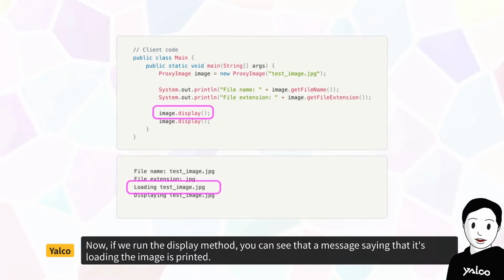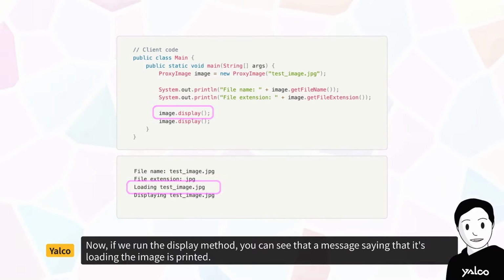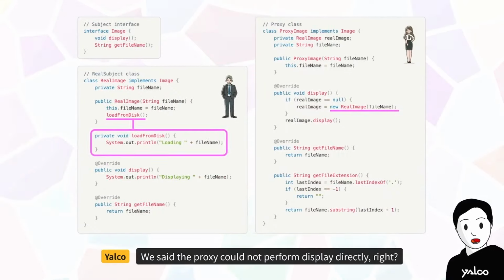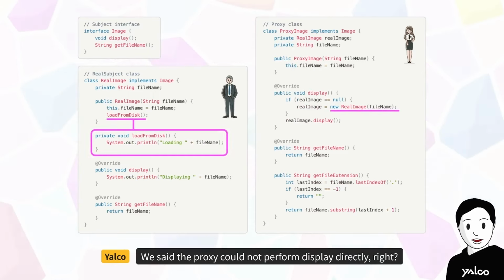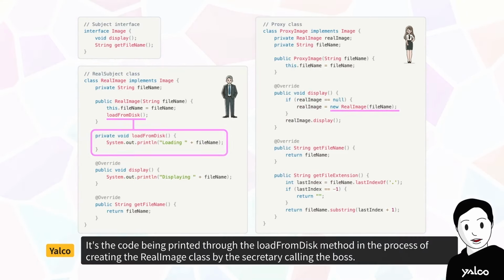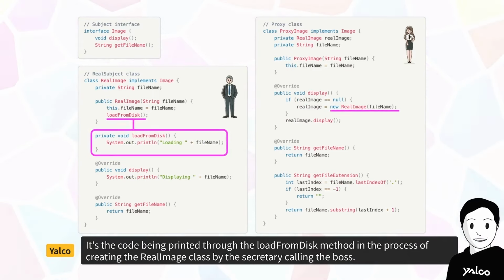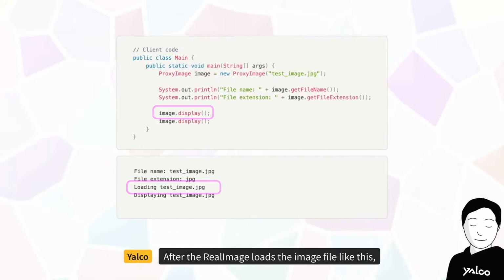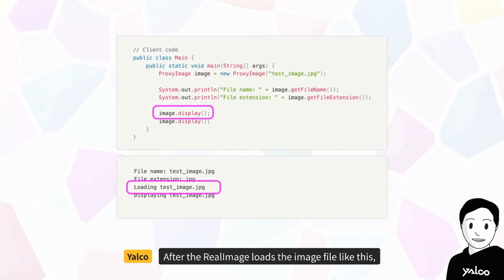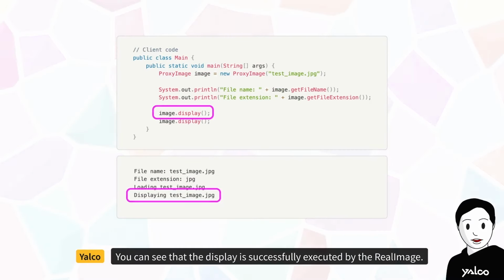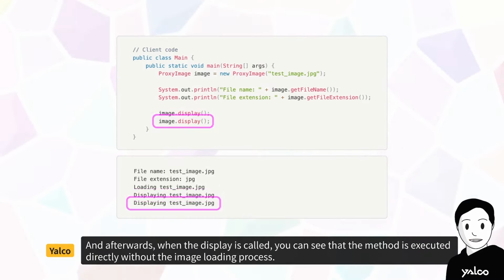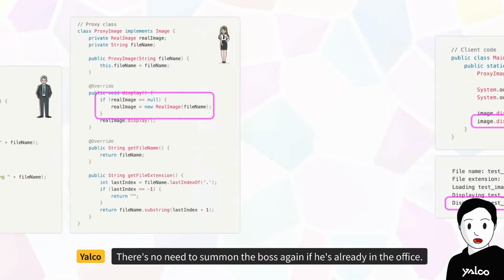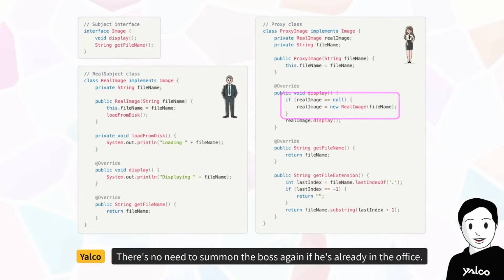Now, if we run the display method, you can see that a message saying that it's loading the image is printed. We said the proxy could not perform display directly, right? It's the code being printed through the loadFromDisk method in the process of creating the real image class by the secretary calling the boss. After the real image loads the image file like this, you can see that the display is successfully executed by the real image. And afterwards, when the display is called, you can see that the method is executed directly without the image loading process. There's no need to summon the boss again if he's already in the office.